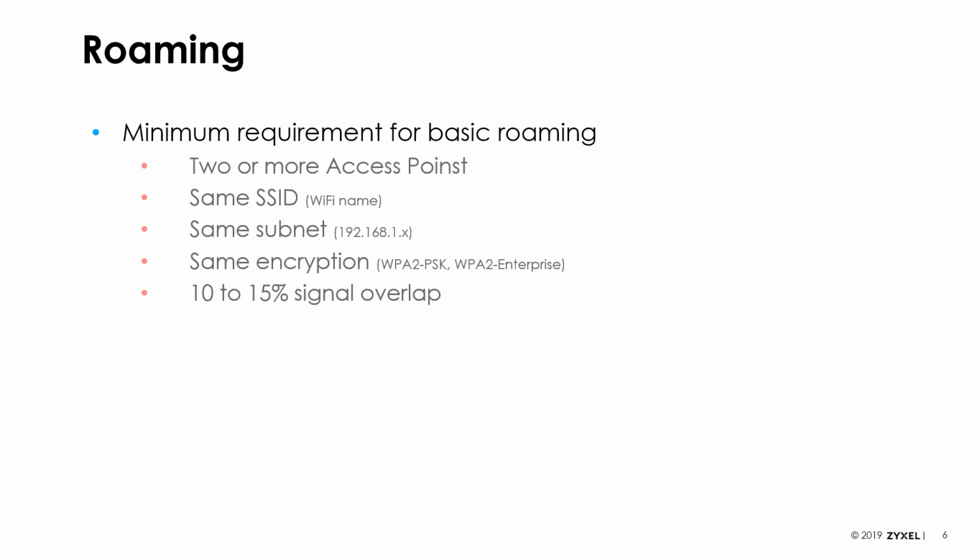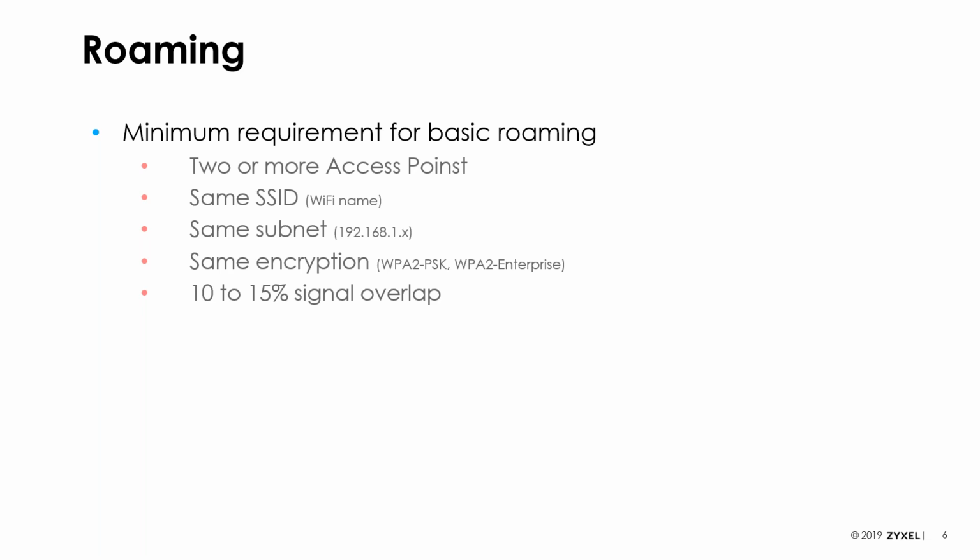Okay, the minimum requirement on basic roaming, so without these assisted roaming standards, is that you need 2 or more access points, of course. They need to have the same SSID or the network and the wireless network name. They need to be in the same subnet. They need to have the same encryption, and they need at least 10 to 15% of signal overlap, meaning that the client needs to see both APs at the same time for it to be able to roam.